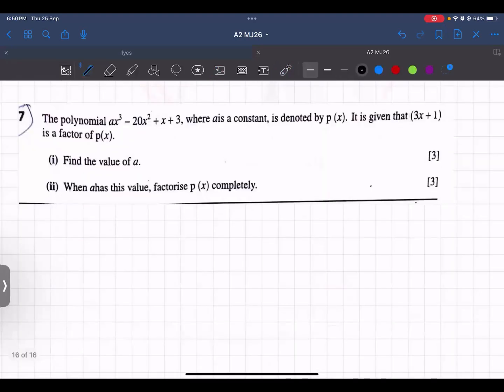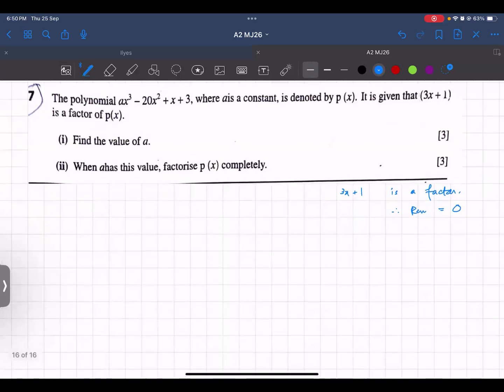So they have given you a polynomial in which there is an unknown a, we don't know a. And it is given that 3x plus 1 is a factor. Now we know that when something is a factor, the remainder will be 0. So over here, to find the value of a, we can do long division. As well, we can do the remainder factor theorem to find the value of a. But the shorter method is definitely the remainder factor theorem, because you know what the remainder is.